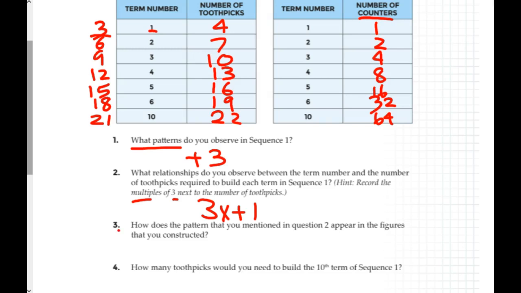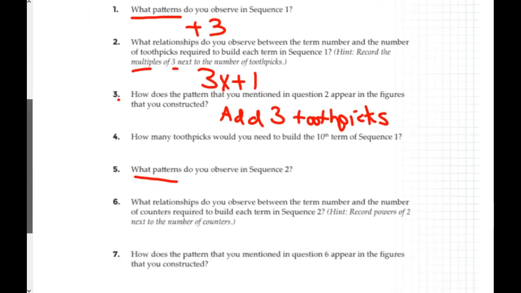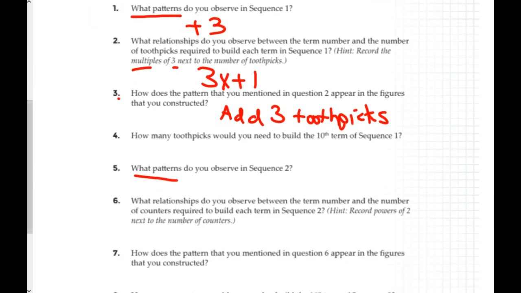Question number 3. How does the pattern that you mentioned in question 2 appear in the figures that you constructed, okay? Well, add 3 toothpicks, right? That's how it was in the figures. Every time, added 3 more toothpicks. Okay. And then how many toothpicks would you need to build the 10th term? If I have a rule, and it says find the 10th term, what do I do?